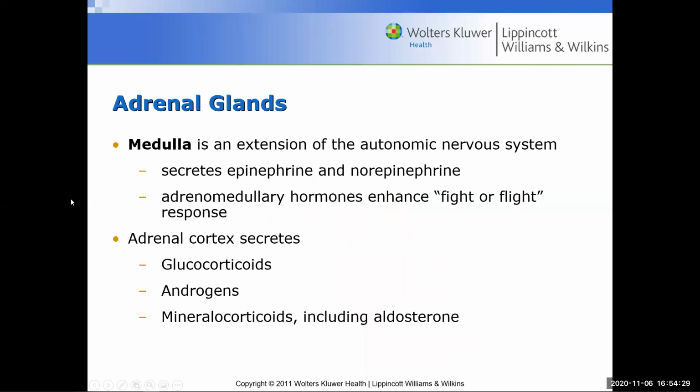So if we look at the adrenal glands, the medulla is an extension of the autonomic nervous system. It secretes epinephrine, adrenaline, and norepinephrine, right? And the adrenal medullary hormones enhance the fight or flight response. So adrenaline and noradrenaline, adrenaline very important in terms of that fight or flight response. And this is something that was a vestige of ancient times. So once you are cornered, how do you get away?